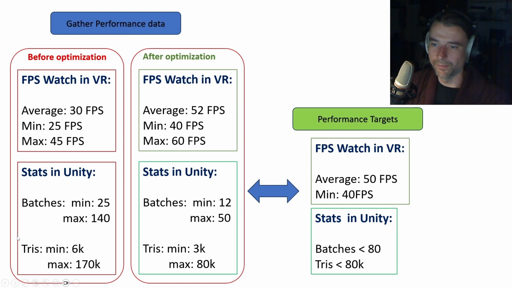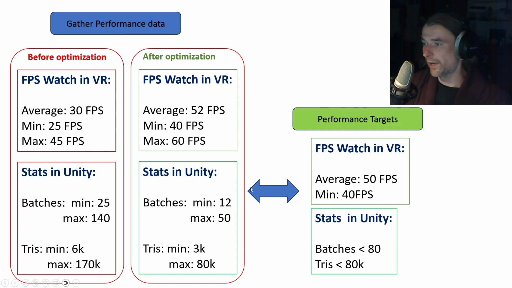So that was before the optimization. We had very poor performance, very low FPS, and also we had so many batches and so many triangles in the scene on the stats window. Then after optimization, we managed to increase the amount of FPS significantly. The average was 52, the experience never dropped below 40, and sometimes it was even 60. Also, the stats window in Unity was showing a very small amount of batches and triangles.